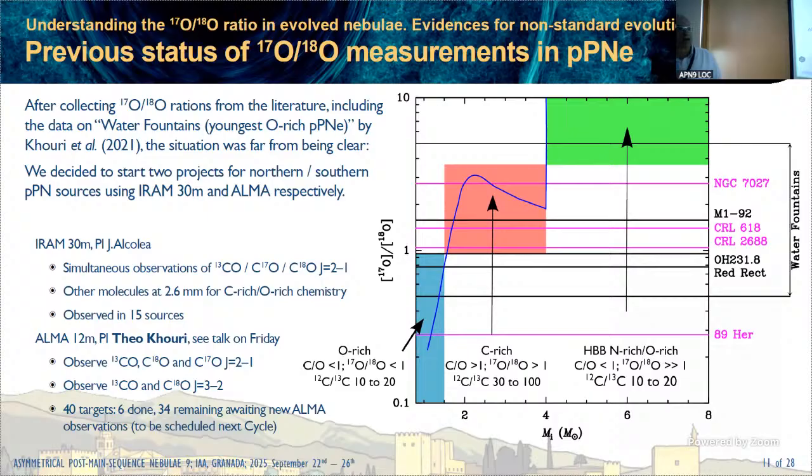And one of the results of the hot bottom burning is that you become enriched. But again, this ratio becomes tremendous. It goes really to hundreds or thousands. So you shouldn't detect 18O species in those guys.